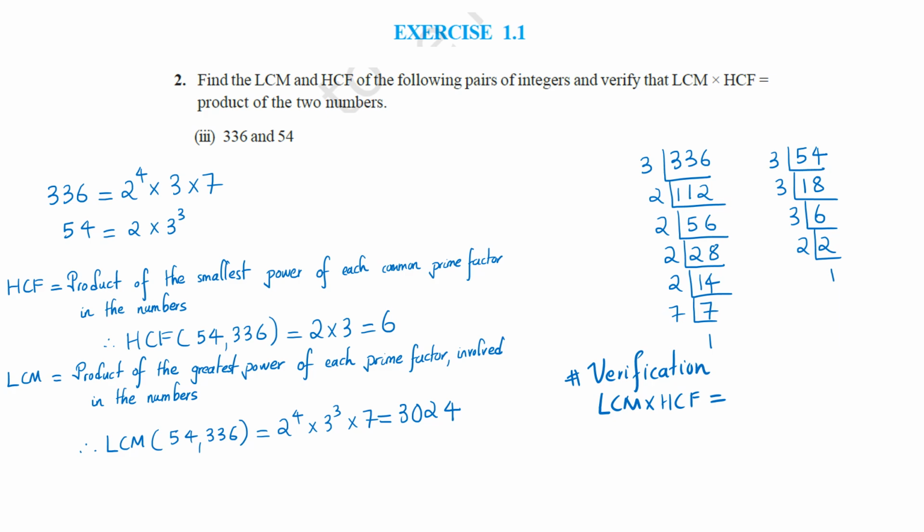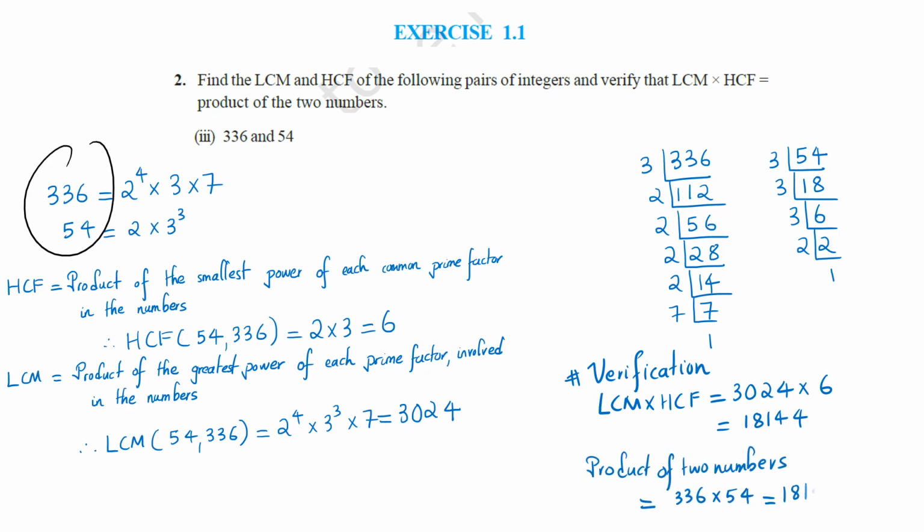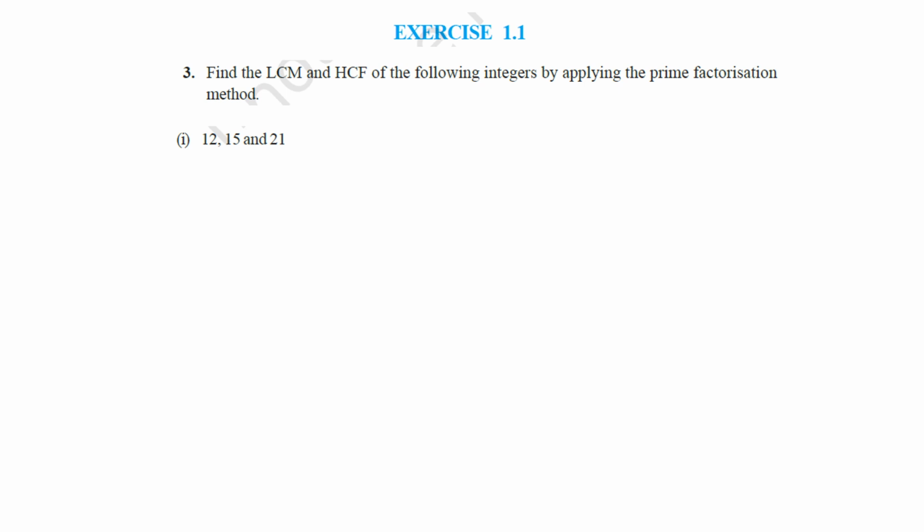So LCM times HCF is the product of these two, which is 18,144, and the product of the two numbers is 336 times 54, which is once again 18,144. So hence verified. Okay, so we are done with the verification questions.